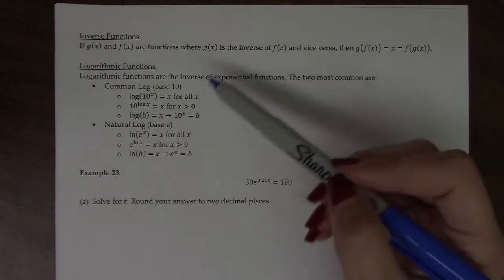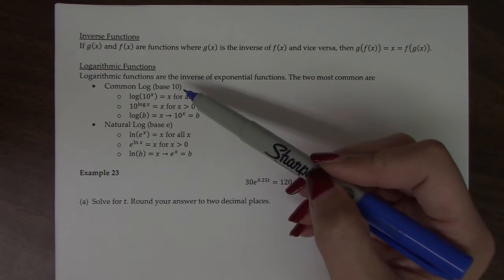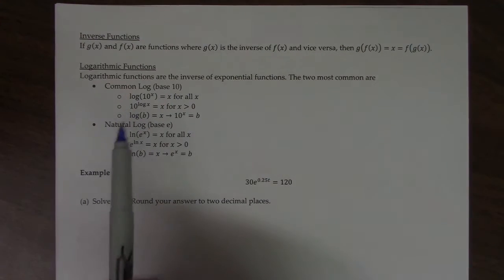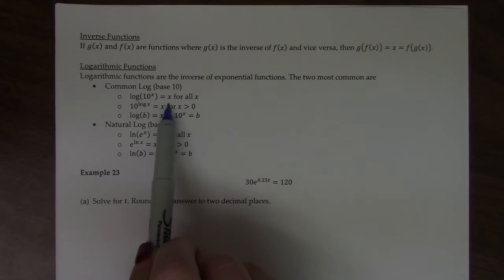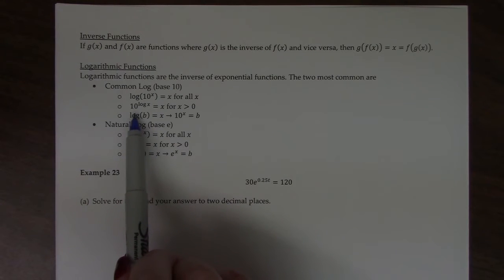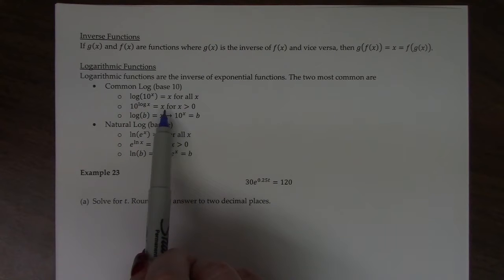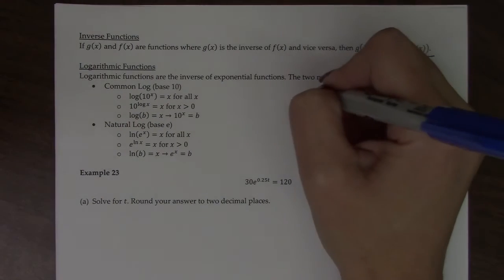So the way that we talk about logs is the most common base is base 10. So every calculator has a log button and it is assumed it is log base 10. So if I plug 10 to the x into log, it just simplifies to x. If I take 10 and raise it by log x, it will simplify to x. So that is this property in action.